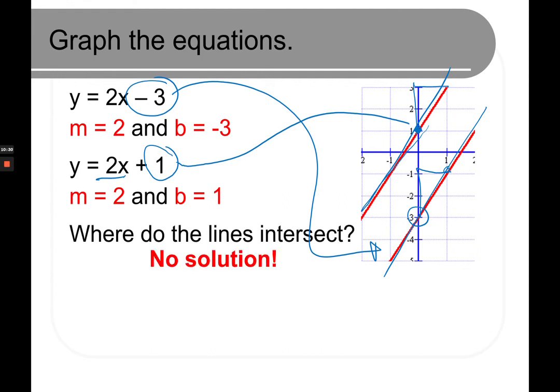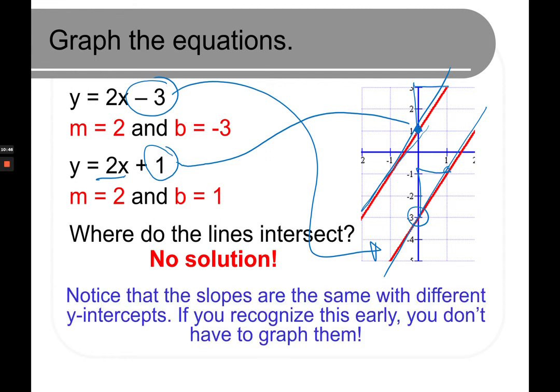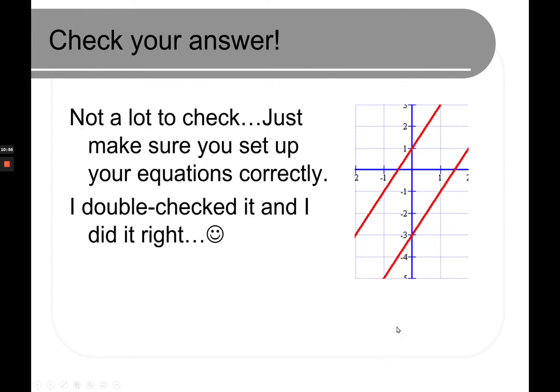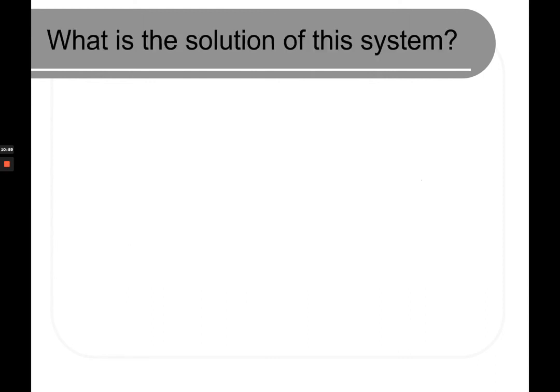Since there's no intersection, there is no solution. Okay, remember, parallel lines, they do not intersect. No intersection, no solution. Let's proceed. Notice that the slopes are the same with different y-intercepts. If you recognize this early, you don't have to graph. Nothing to check because there's no solution.